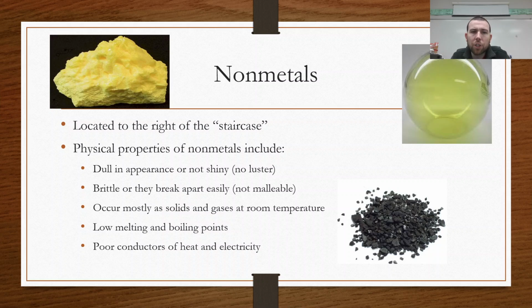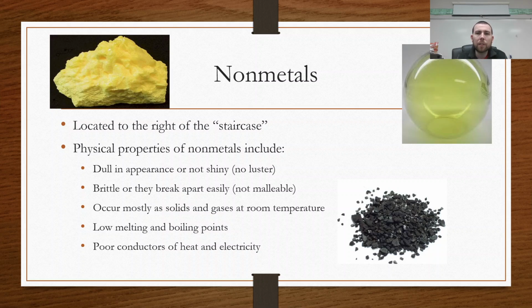Our nonmetals occur mostly as solids and gases at room temperature. They have low melting and boiling points, so that means that the temperature required to convert nonmetals to their liquid or gas phases is significantly lower in comparison to our metals. And lastly, our nonmetals are poor conductors of heat and electricity.